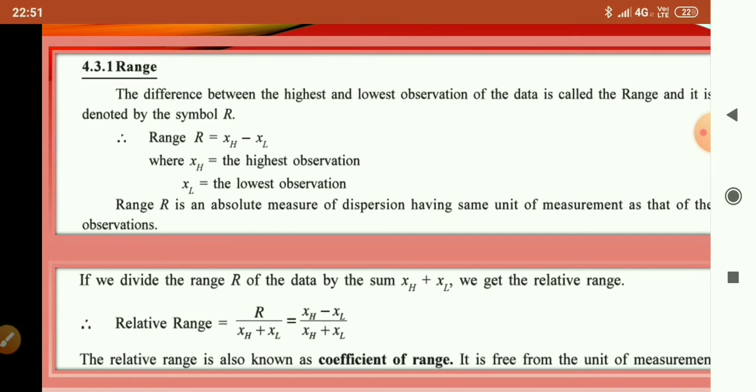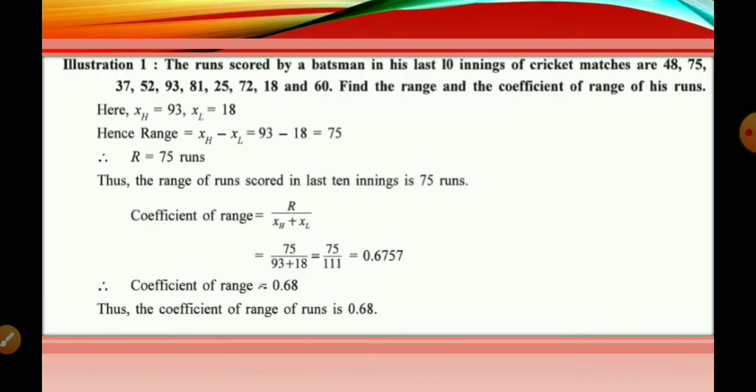So range, what is the formula of range? Range is equal to XH minus XL. And what is the formula of relative range? XH minus XL upon XH plus XL. What is XH? XH is the highest observation. And what is XL? XL is the lowest observation. Now we can see one sum based on this formula.